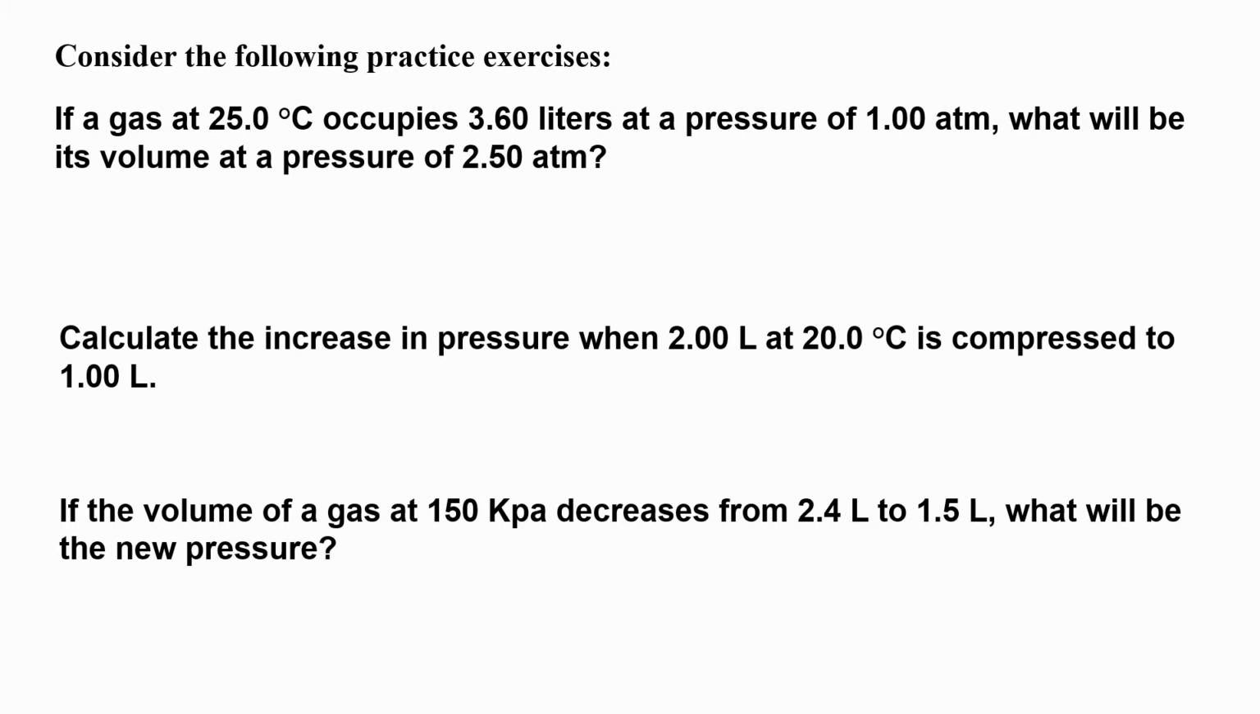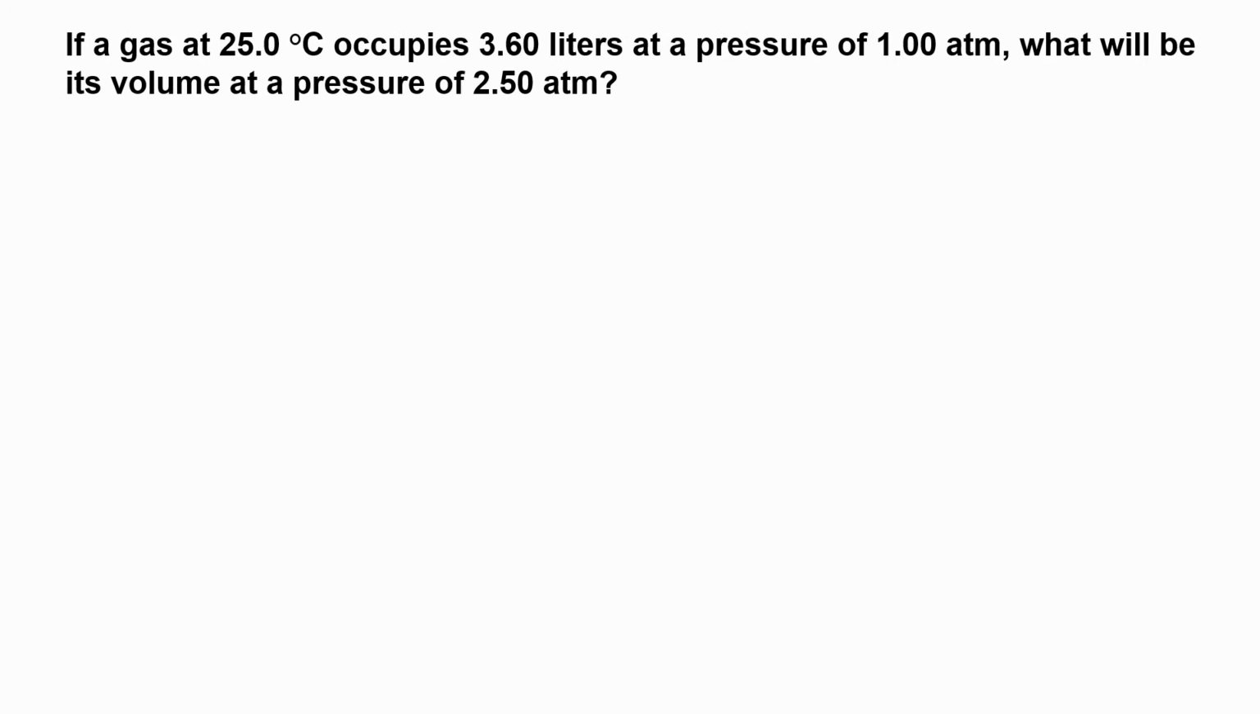Consider the following practice exercises. If a gas at 25 degrees Celsius occupies 3.60 liters at a pressure of 1 atmosphere, what will be its volume at a pressure of 2.5 atmospheres? Then we'll be asked to calculate the increase in pressure when 2.00 liters at 20 degrees Celsius is compressed to 1 liter. And finally, if the volume of a gas at 150 kPa decreases from 2.4 liters to 1.5 liters, what will be the new pressure?